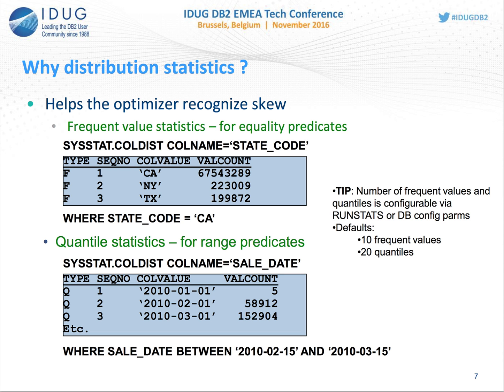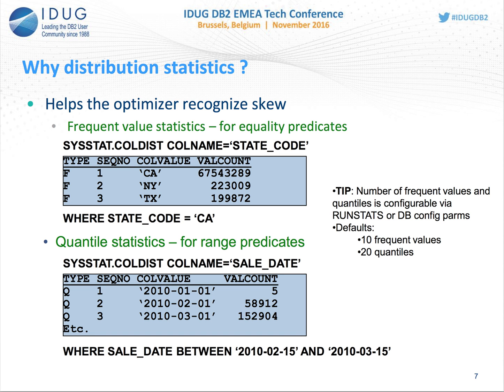And the other distribution stat that LUW has is the quantile or histogram statistic. The way it's recorded in LUW is that each entry, the count, the val count, represents the number of values that are less than or equal to that value in that column. These histograms are used for between or range predicates, and a classic example here is looking for dates in a particular range. And you can tell RUNSTATS how many frequent values or quantiles to collect. You can do that on the RUNSTATS command.